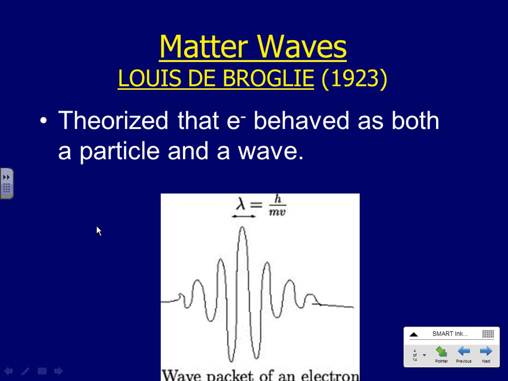And what he did was he rearranged a bunch of equations, and in the end came up with an equation that related the momentum of a particle with a wavelength. There's the equation right there. This lambda right here is a Greek symbol. It means wavelength, and it says lambda is equal to h, which is Planck's constant again, over mv, its momentum. So he's saying that anything with mass that's moving with a speed behaves like a wave.